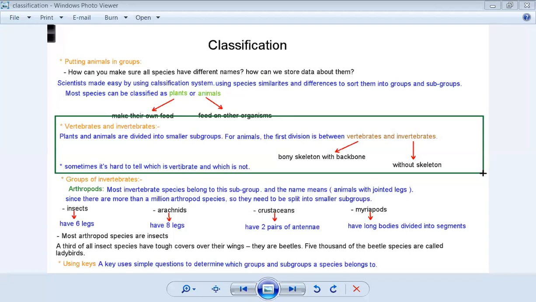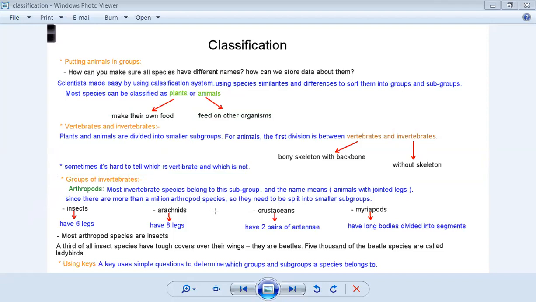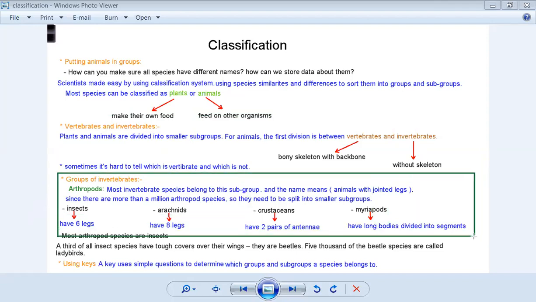Do you have any idea what are arthropods? They look like insects. Yeah, these are small arthropods, insects. Okay, like we can say insects, many kinds of insects, but we have more classification, more subgroups about the arthropods. Most invertebrate species belong to this subgroup. Most of invertebrates, not vertebrates.